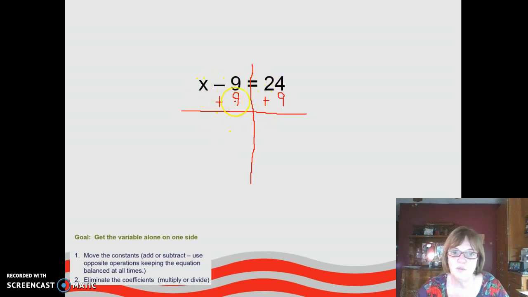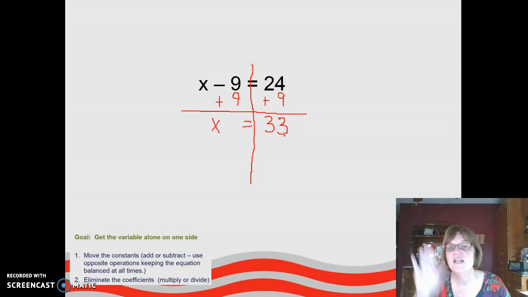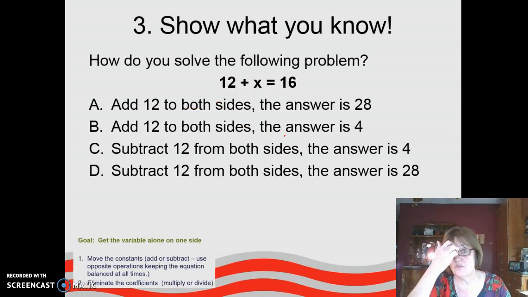So, negative 9 plus positive 9 gives me a 0. I'm not going to write that down. I'm just going to copy down my x. So, 1x equals 24 plus 9, which is 33. Yeah, that's right. I have to think a minute. Did I do that right? I didn't whip out the calculator, but hey, check it with a calculator. Don't be afraid to use your calculators, guys. All right, here's a question for you to answer for me. Show me what you know.